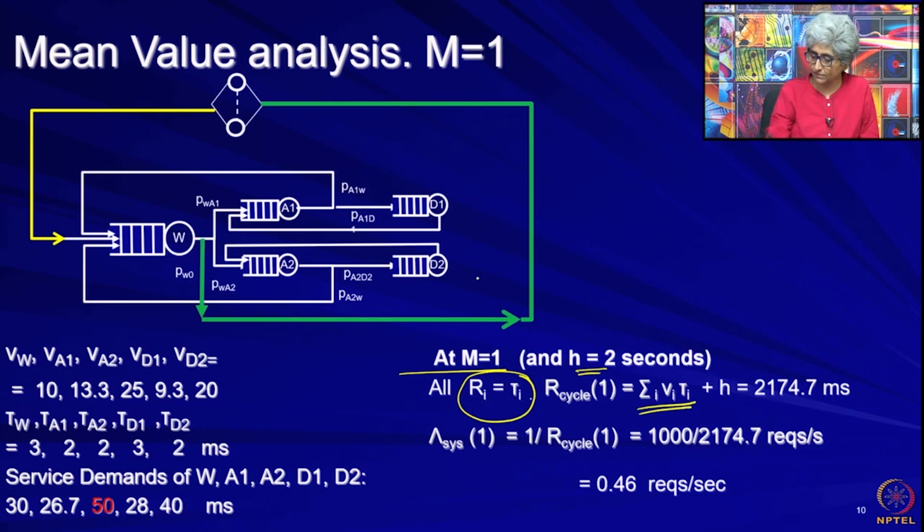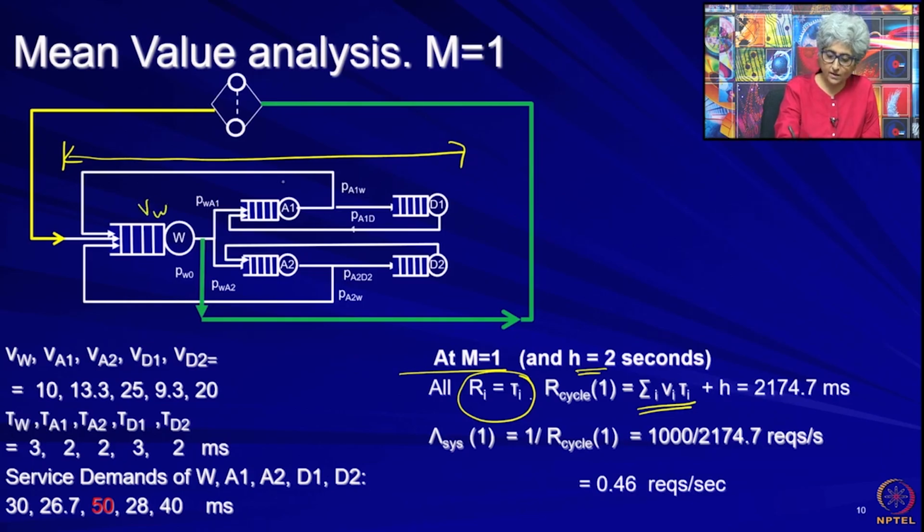Remember, the cycle time consists of the time from entering here to leaving here, also back. So this will include the multiple visits that the request makes to all these servers. At each visit, the time spent at the server is going to be tau_i, because there is no queue, it is just the service time. But if we want to count the cycle, then the time here is h.